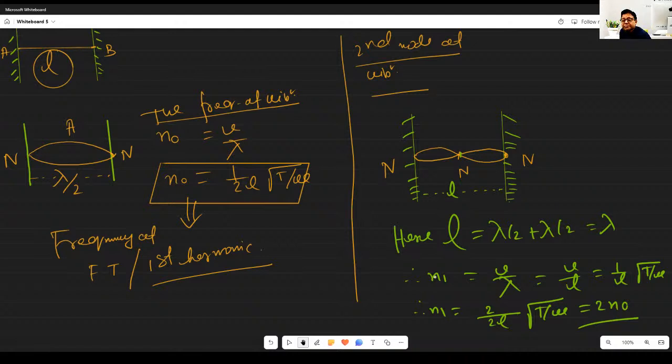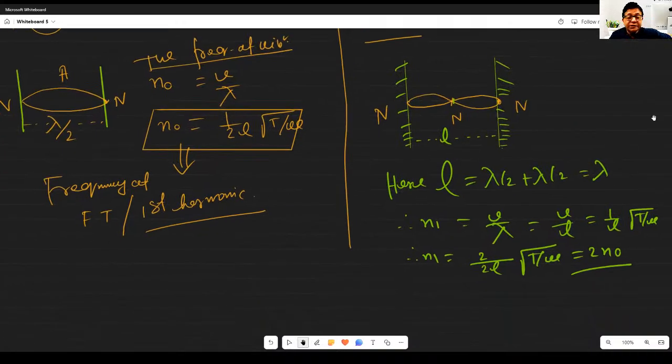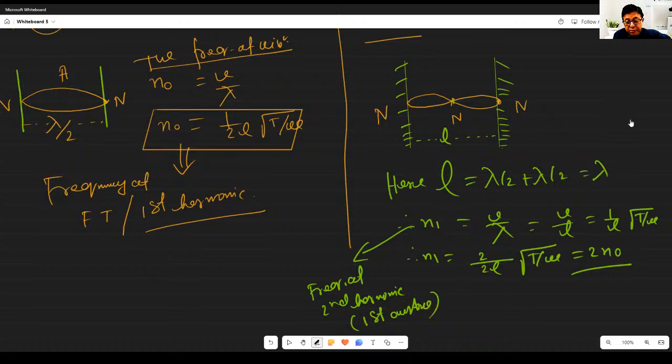Third mode you tried before. And how will you name this? We have to name this one. It was the first harmonic. This is second harmonic or first overtone. Same thing. Second harmonic or first overtone.